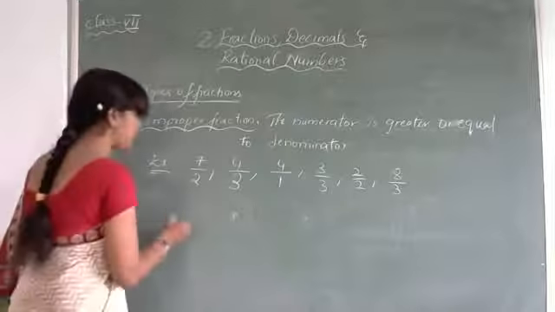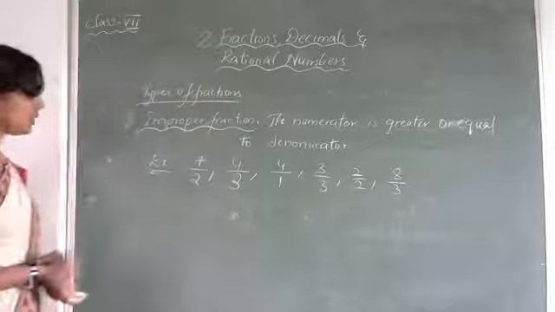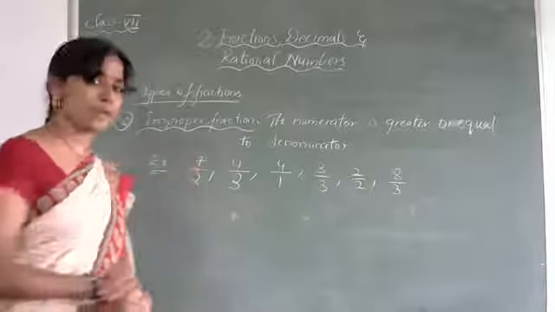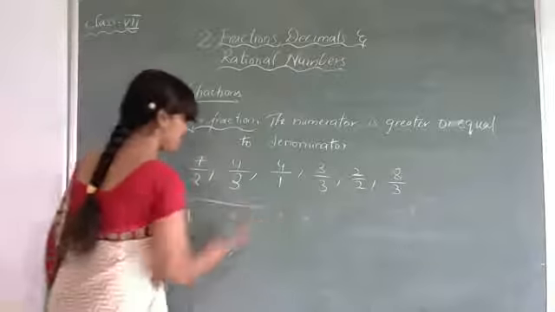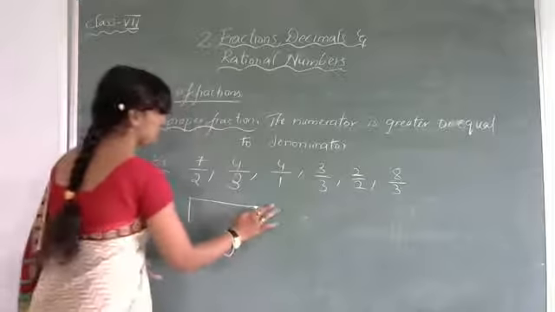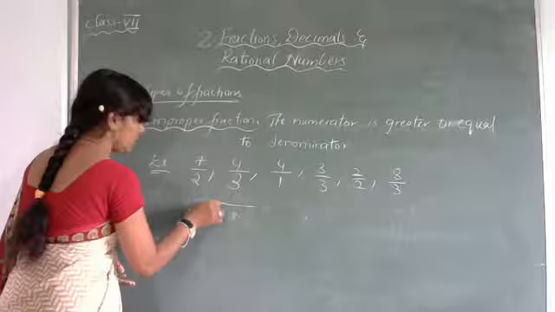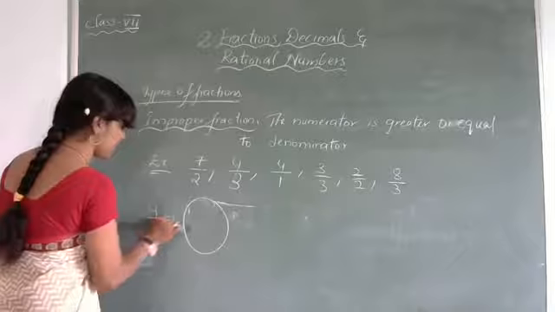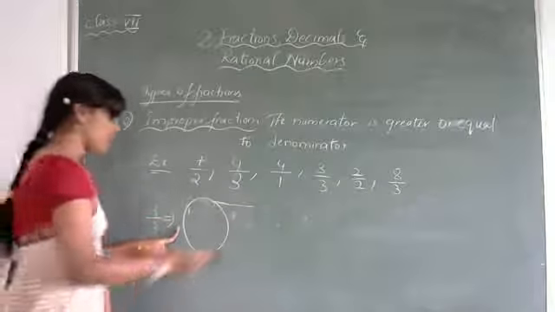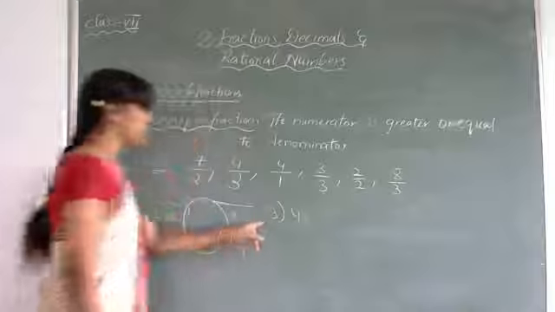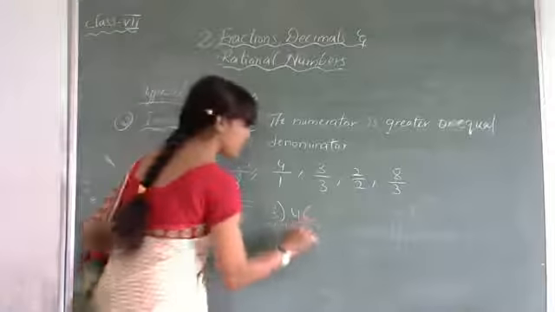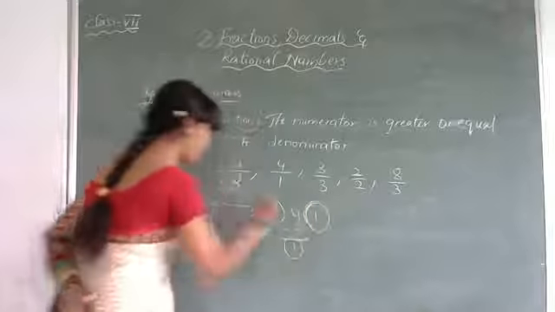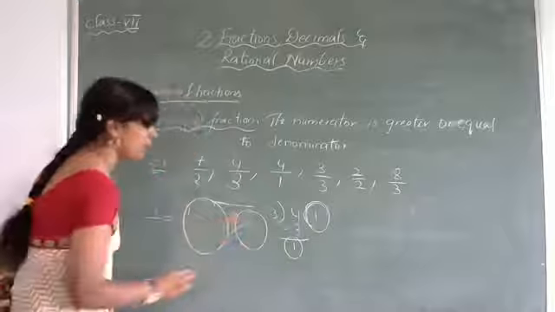See children, 7 by 2 means here total parts are 2 and the shaded parts are 7. Is it possible? No, it is not possible. So I am writing the whole part. And 4 by 3, I am representing it, children. 4 by 3 means we are dividing 4 by 3. 3 ones are 3. So what is the remainder left? 1. So that means one whole part and one shaded part.